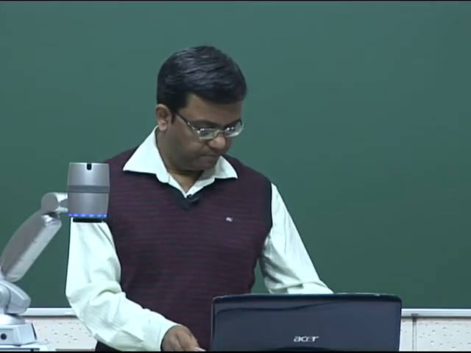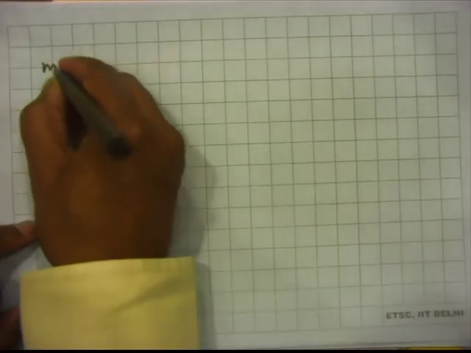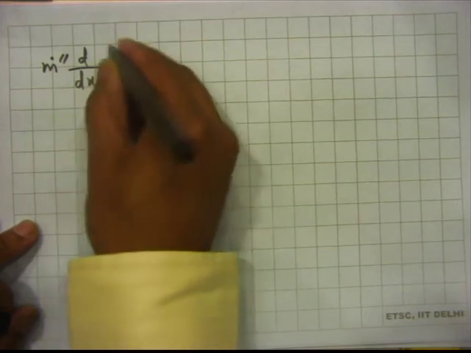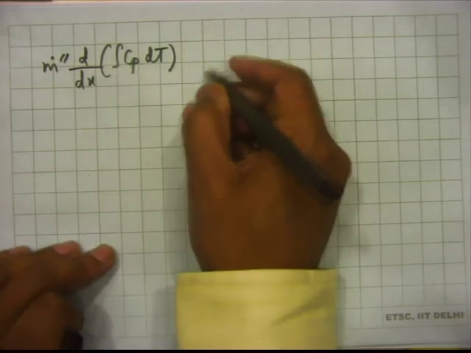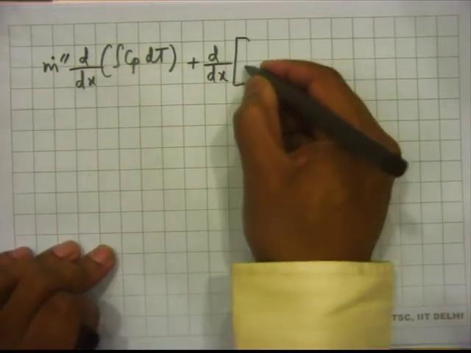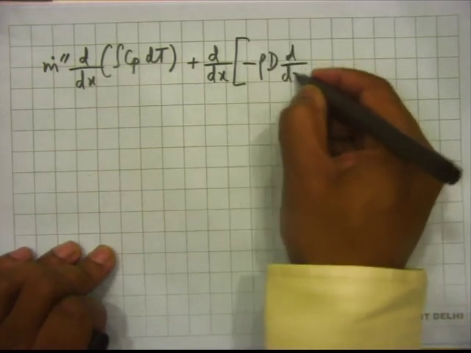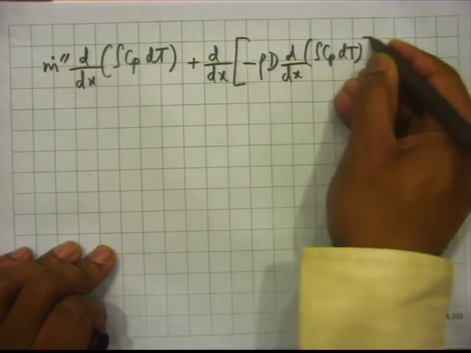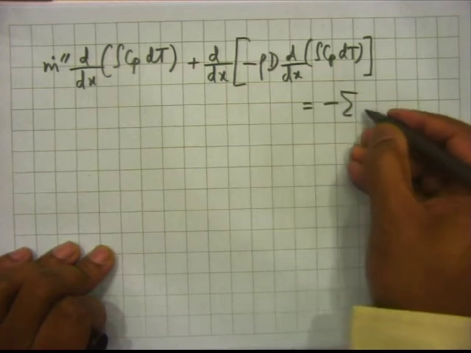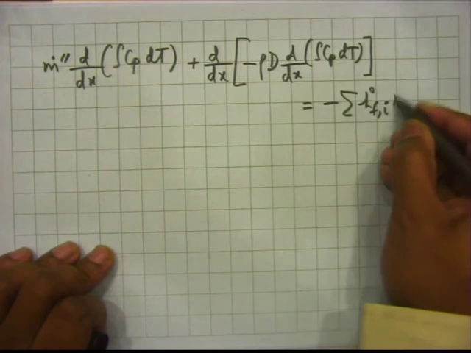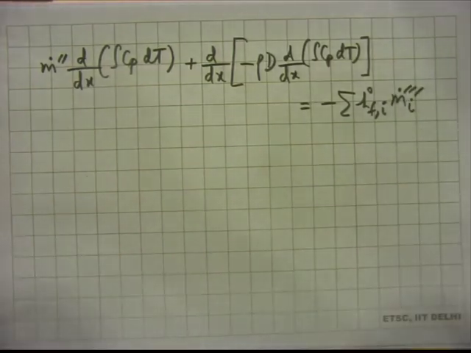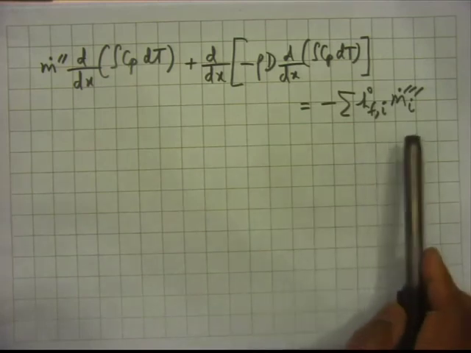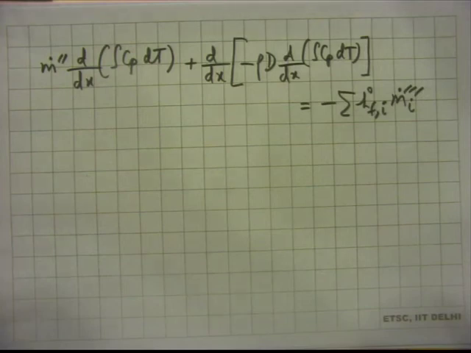As a next step, we will get m dot double prime, and we will get this. The last term, the only term which you see on the right hand side, has m dot I triple prime. That means it must have come from d dx of m dot I double prime.